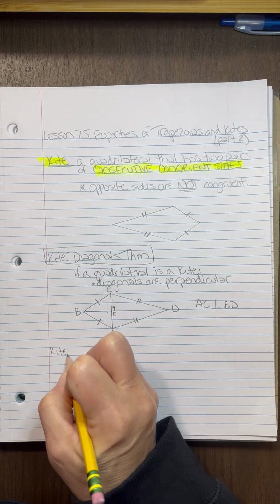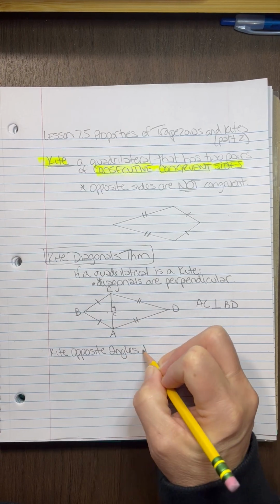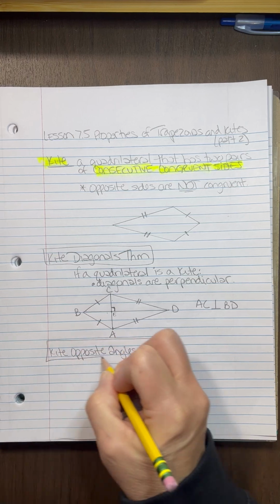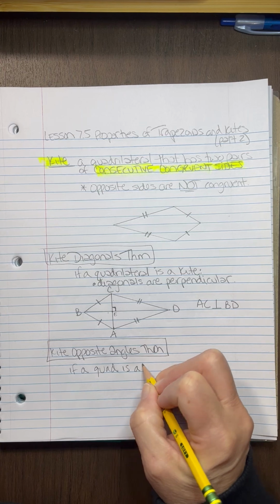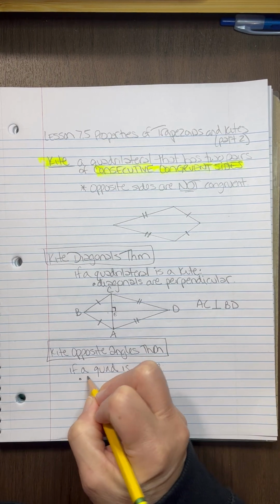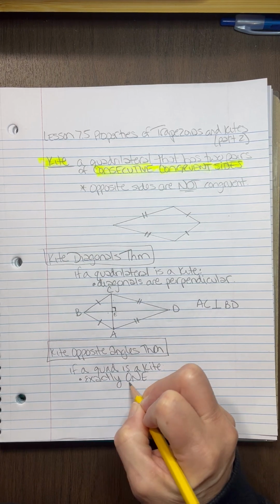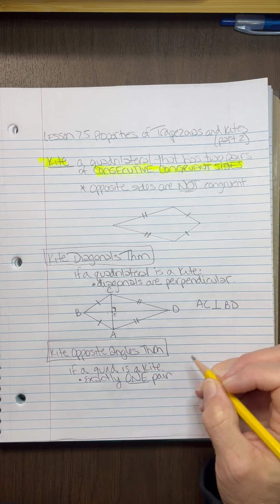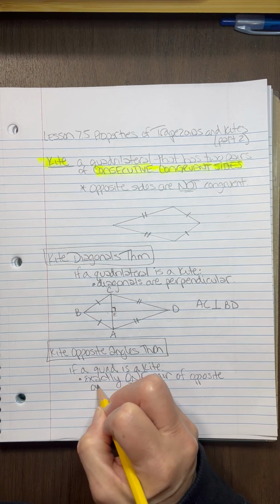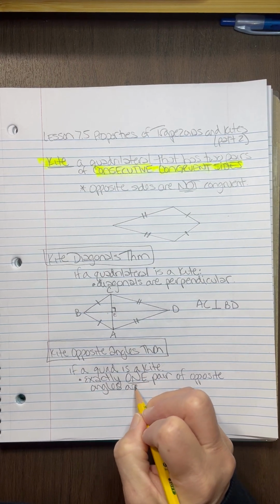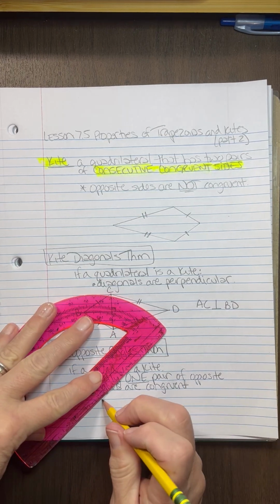Then there's also a kite opposite angles theorem. And it says if a quadrilateral is a kite, exactly one, so just one pair of opposite angles are congruent.